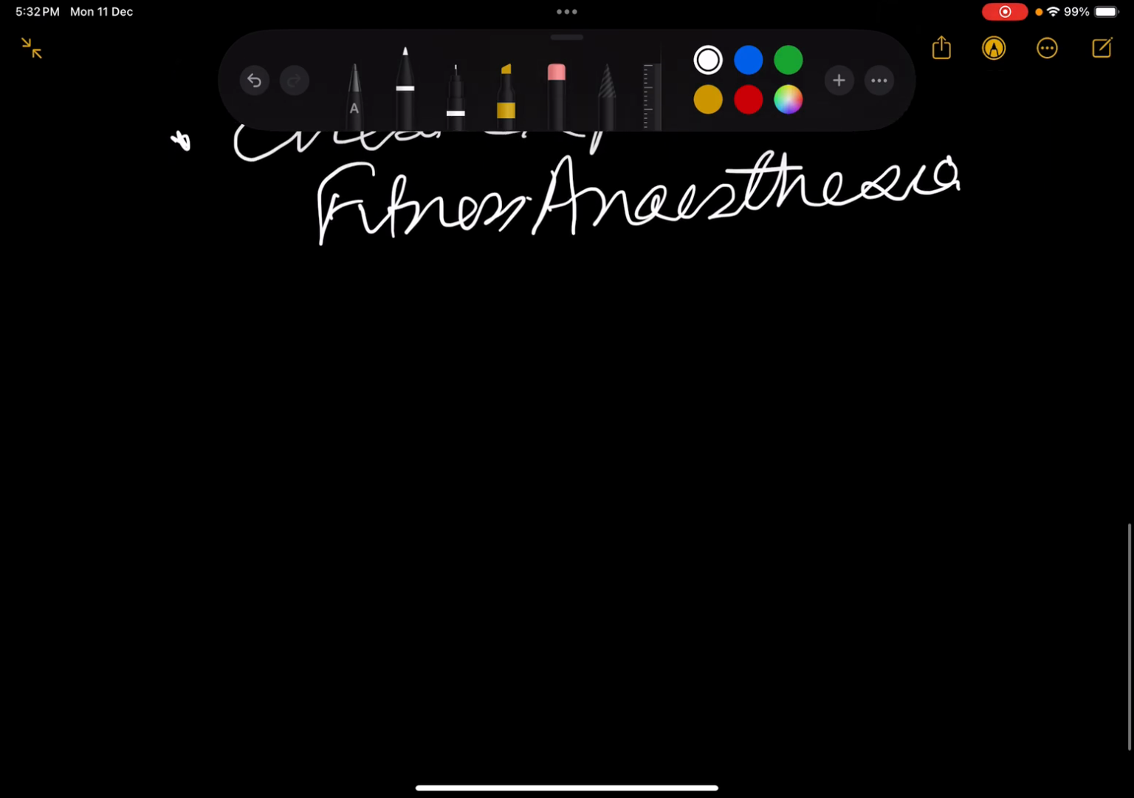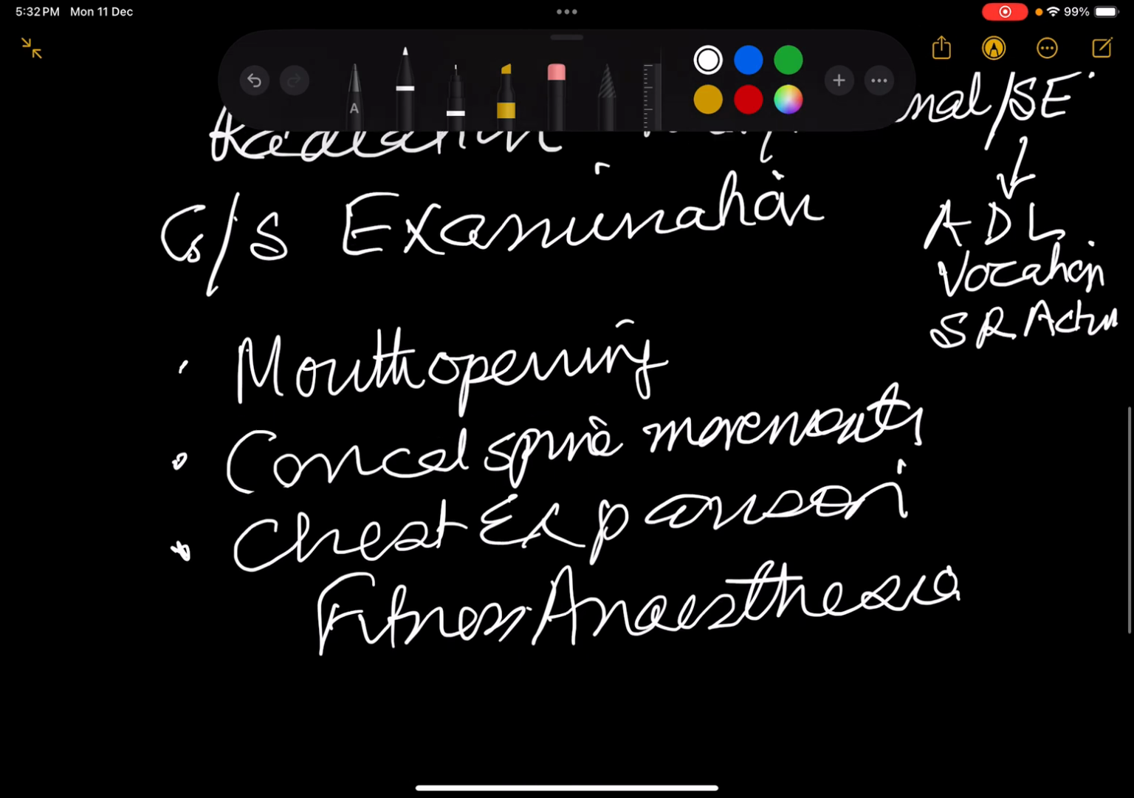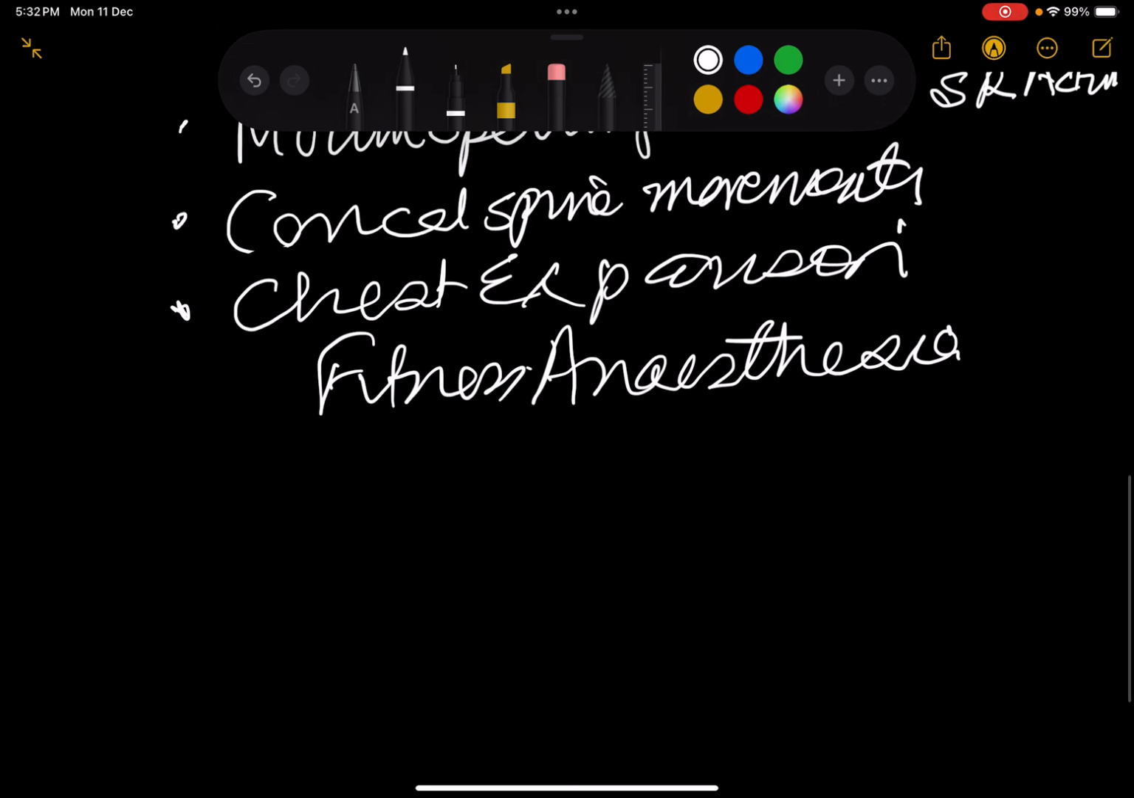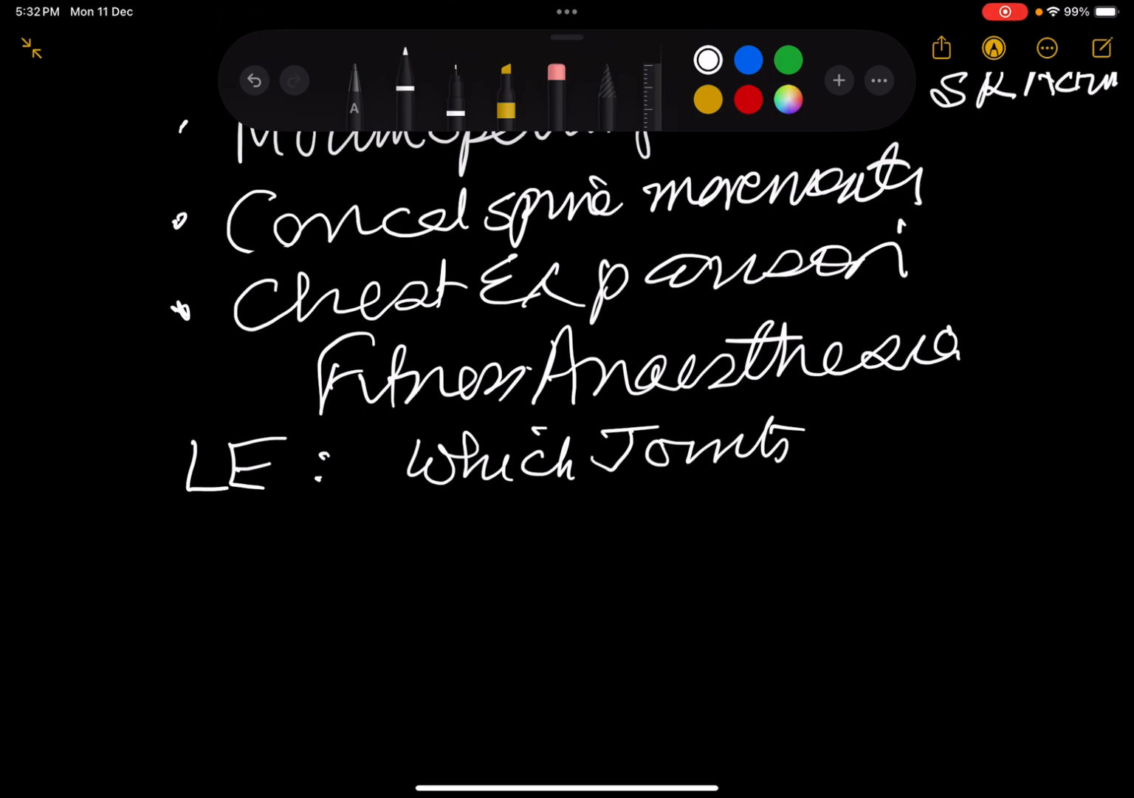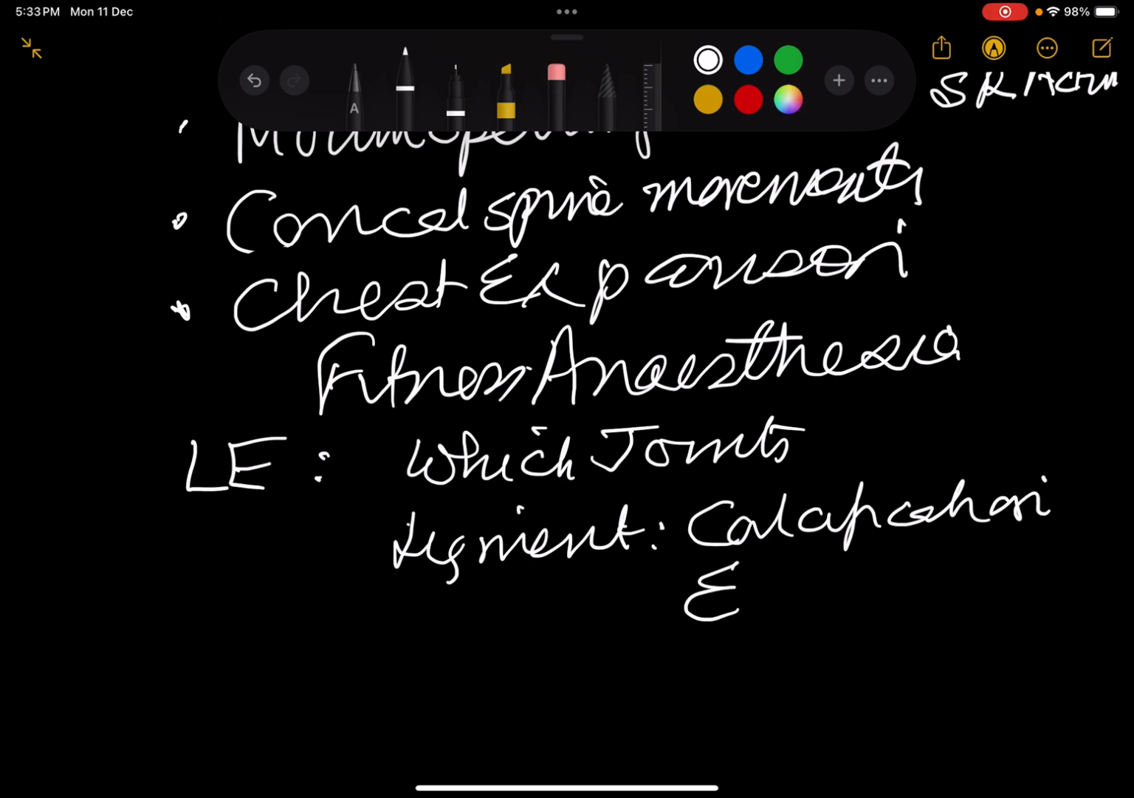Then, after an unbiased general and systemic examination, we do a local examination. Which joints are involved? What is involved in those joints? The ligaments get infected, get involved in an immune reaction, and there is calcification of these ligaments. The condition is called enthesopathy.